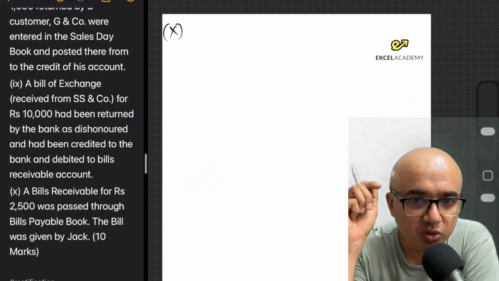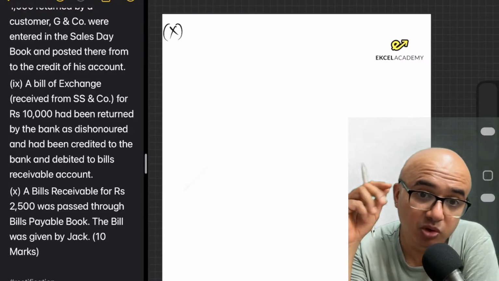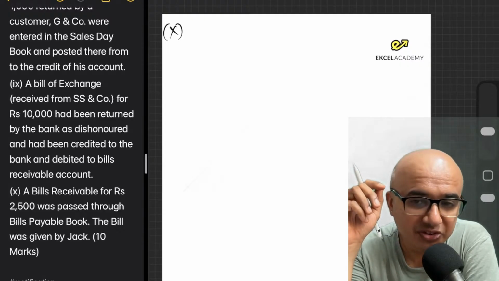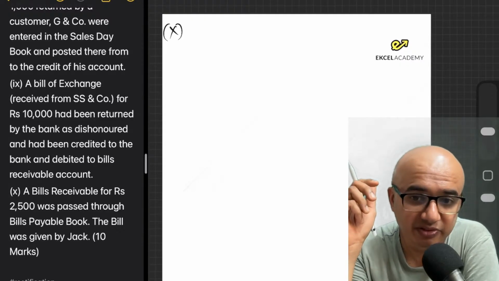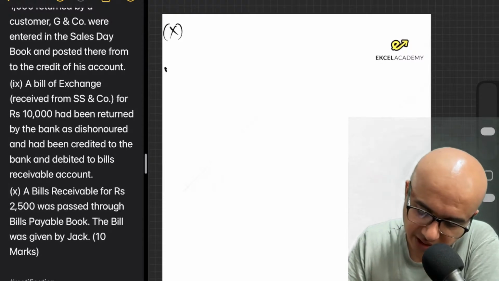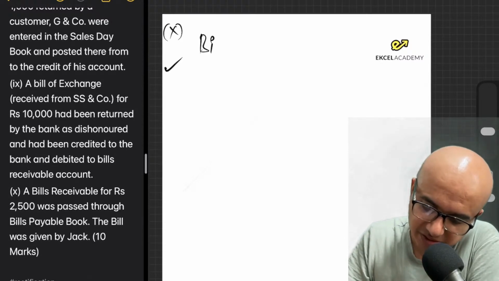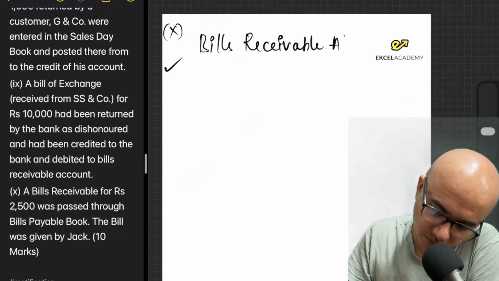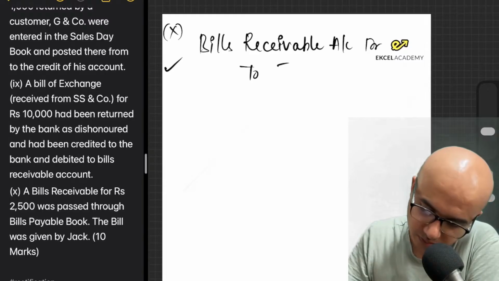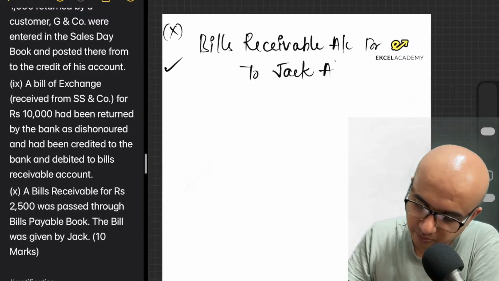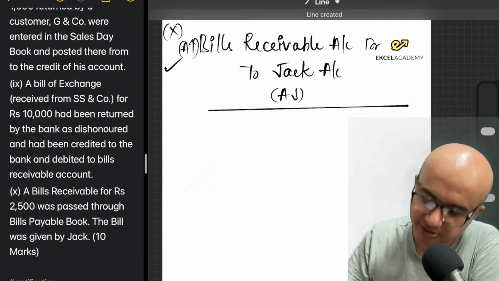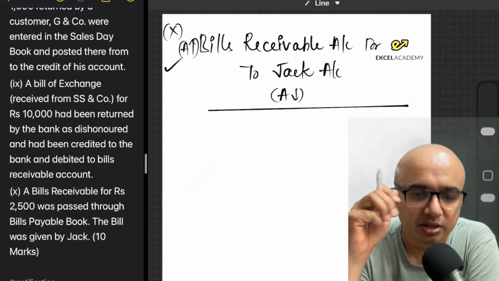Bill receivable for rupees 2,500 was passed through bills payable book. The bill was given by Jack. Instead of treating that as an asset, you have treated that as a liability, which is obviously incorrect. So the correct entry should have been bills receivable account debit to Jack. Asset is increasing in case of bill receivable, asset is decreasing in case of Jack, whatever is the amount. In this case, that amount is 2,500, that they should have passed.